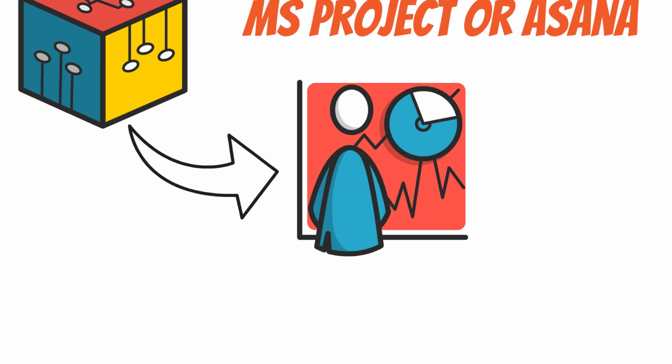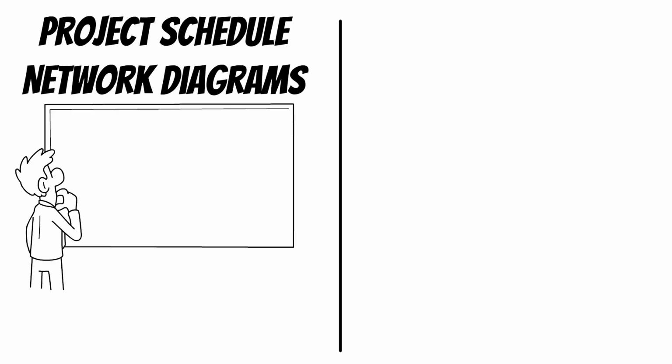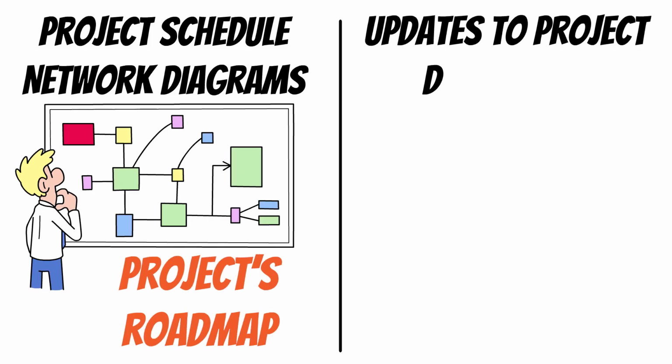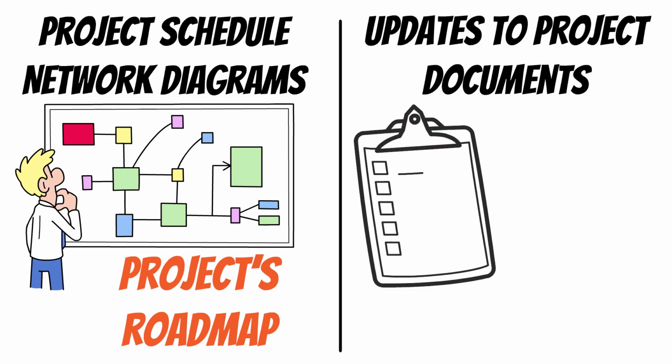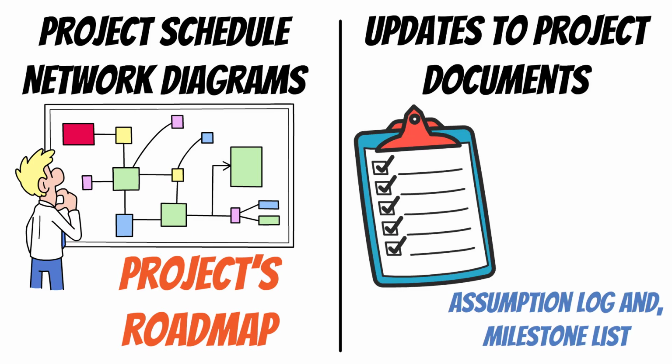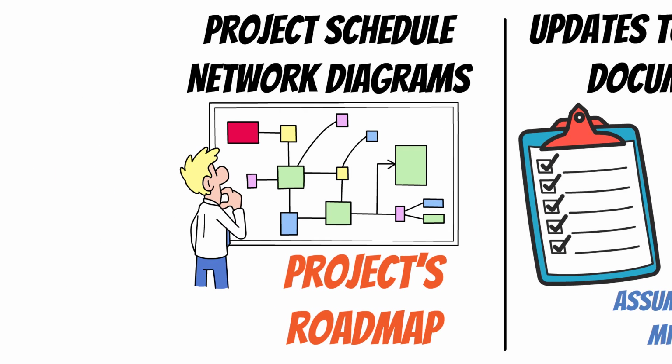After all this sequencing magic, you're rewarded with the following outputs. Project schedule network diagrams, a flowchart-style visual of activity relationships. This is your project's roadmap. Updates to project documents. Specifically, activity list, activity attributes, assumption log, and milestone list. These outputs set the stage for the next processes like estimating durations and developing the actual project schedule.